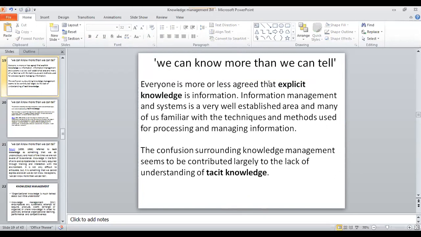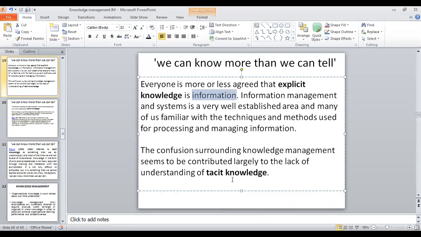Everyone is more or less agreed that explicit knowledge is what we call information. Explicit knowledge: this thing, that thing, project management, this and that. We call all of those information. Okay. So we call this explicit knowledge. As long as that knowledge is not internalized, as long as it doesn't build up into tacit knowledge, its usage has very little value.